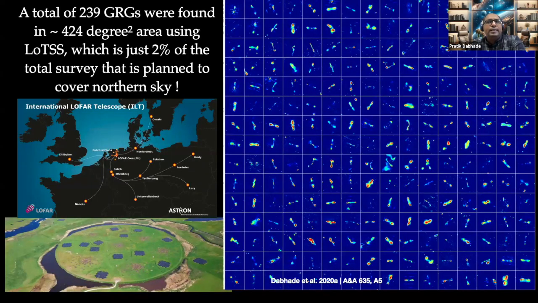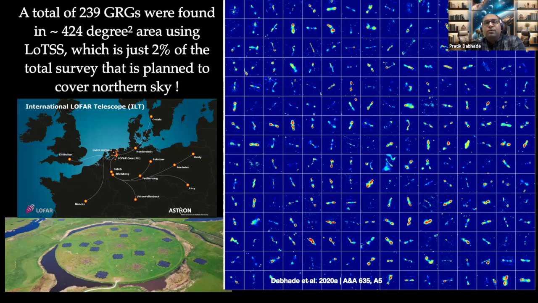So around 2017, 2018, we started getting the first deep radio data from the LOFAR 2-meter sky survey, the first radio survey at around 150 megahertz, giving unprecedented sensitivity with high resolution. And with just 424 square degrees, we obtained the largest sample of giants back then. You can see that we almost doubled the population of the known giants with it.